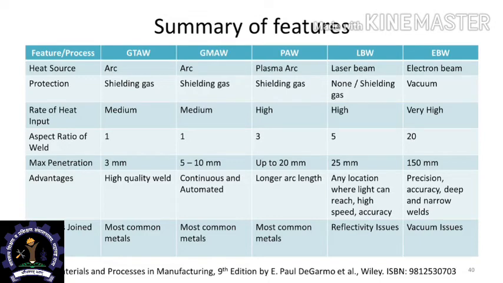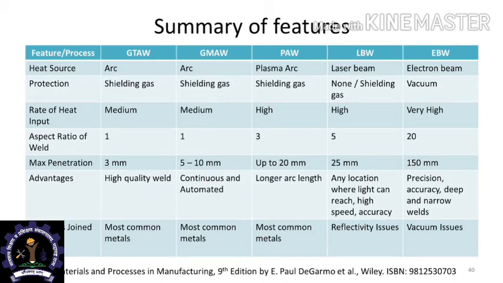In the case of plasma arc welding, as we have discussed, there is a constricted arc that is giving you high heat intensity. So, the arc source that is used for the welding is called a plasma arc, and the rate of heat input is high, and the aspect ratio of the weld is higher, that is about 3, which means that you can have welds that are deeper than wide, and up to 2 centimeters thick plates can be joined using just one pass of plasma arc welding.